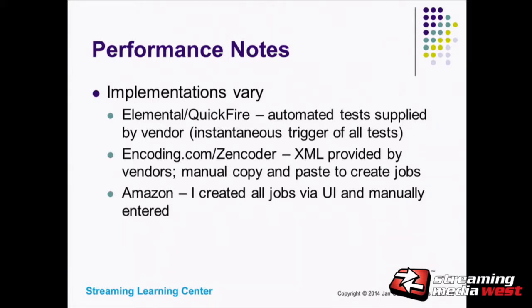automate the tests. And this is important because there was no input time. Basically, I pushed a button, the test started running. With Encoding.com and Zencoder, they provided XML. I had to copy and paste the jobs. So that really didn't affect the encoding time of the 10 50-minute files. But as you'll see in a second, I think it might have affected the encoding time for the 50 30-second files. And then with Amazon, I created all jobs via the UI and manually entered them, which took even more time.